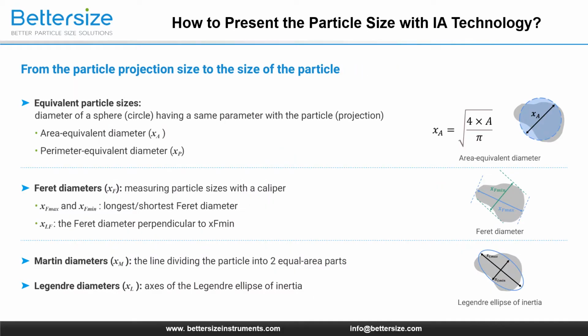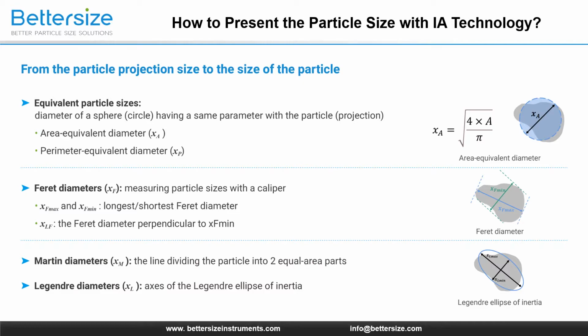Now we have got the size and the shape of a 2D projection. How can we use it to describe the size of the 3D particle? The main method is to describe the size with an equivalent diameter. The equivalent diameter is the diameter of a sphere that has the same parameter as the particle. It is used by many particle sizing methods, for example, the laser diffraction method, the dynamic light scattering method, and of course, the image analysis method.